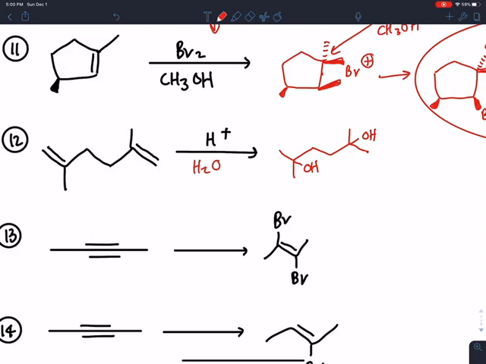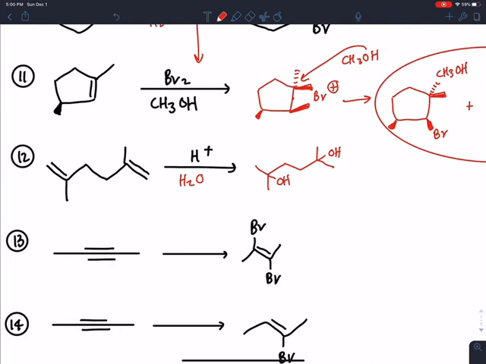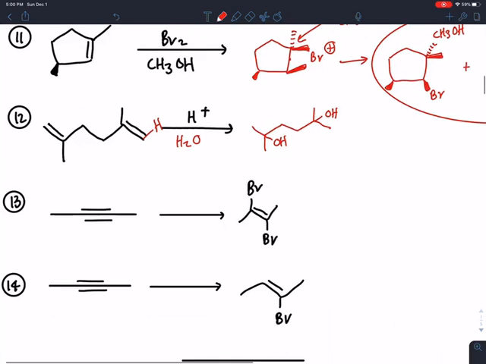I would guess this is the answer, if that's my best guess. Again, it would just be put an H, get a positive, and then I'm assuming there's water, so water attacks, and then you deprotonate. But it happens twice because both of the double bonds are the same. That's my best assumption for what she wanted.